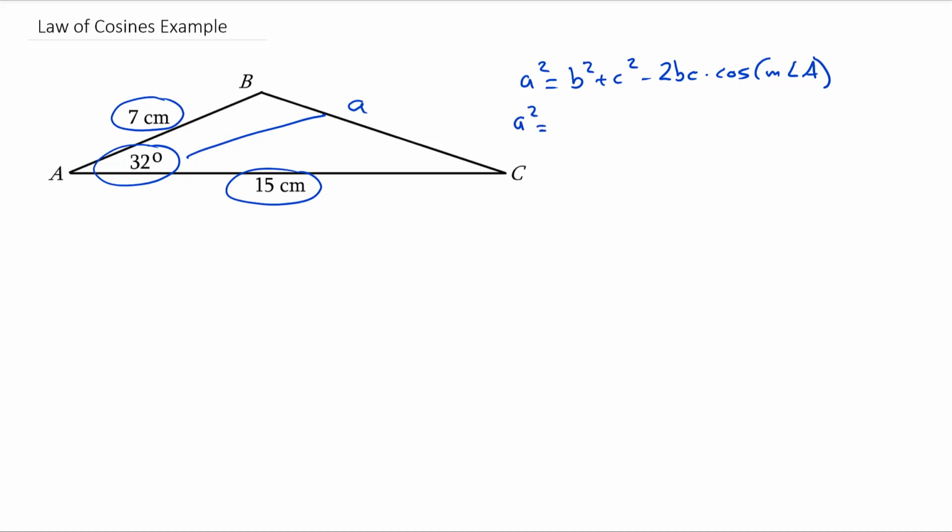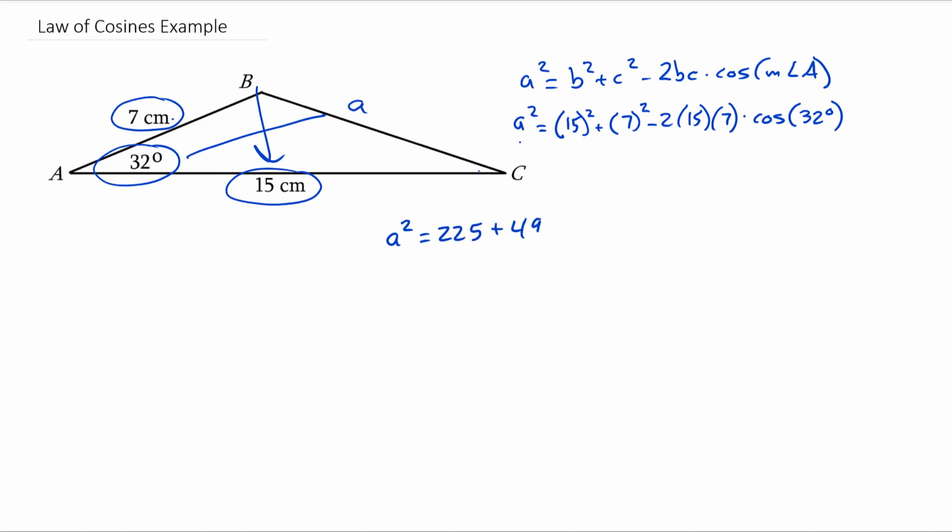So we have a squared, as we're looking for the value of a. B squared, so b is the side length that's across from angle B, so 15 centimeters squared, plus 7 centimeters squared, minus 2 times 15 times 7 times the cosine of the measure of angle A. So 15 squared plus 7 squared minus 2 times 15 times 7 times the cosine of 32 degrees.